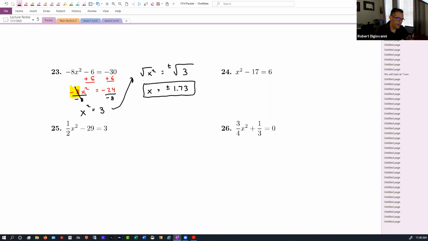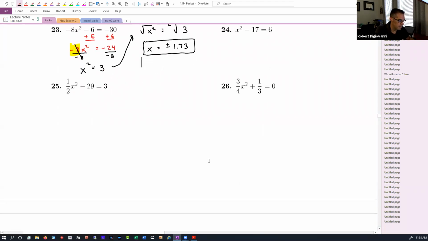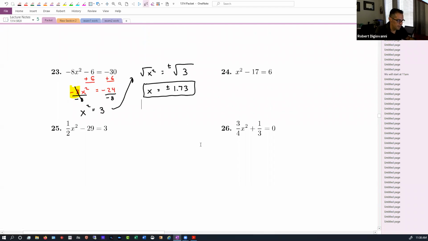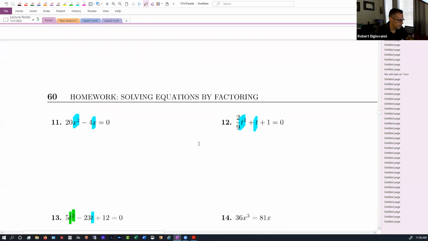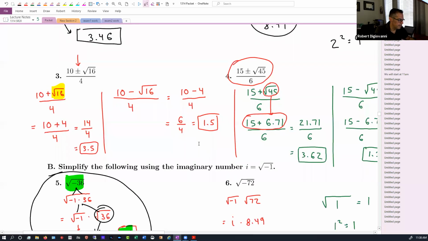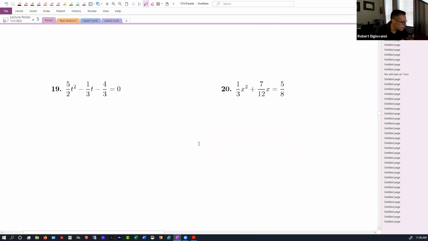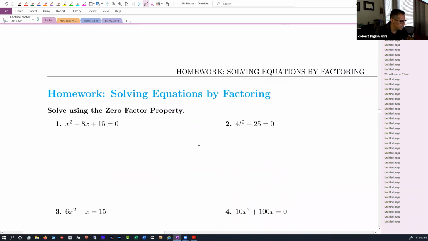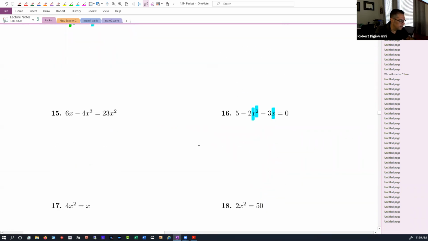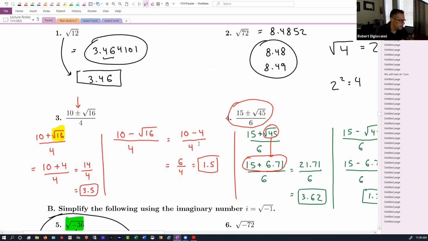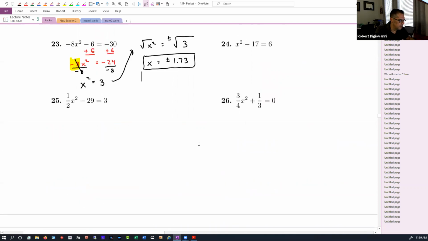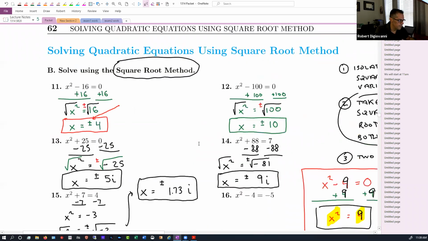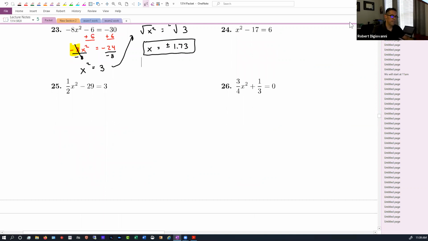Okay, let's look at one of these with a fraction in it. I'm thinking I'm in number 26. Hold on a second. Oh my gosh. How did I get into the homework? Did I get into the homework? Okay, 26.